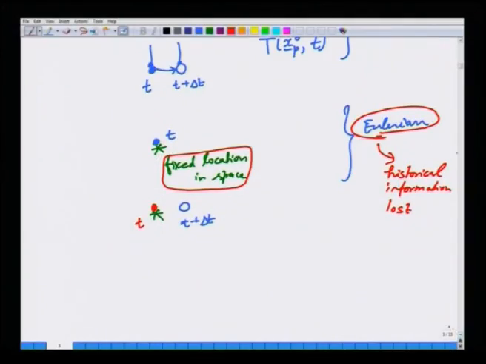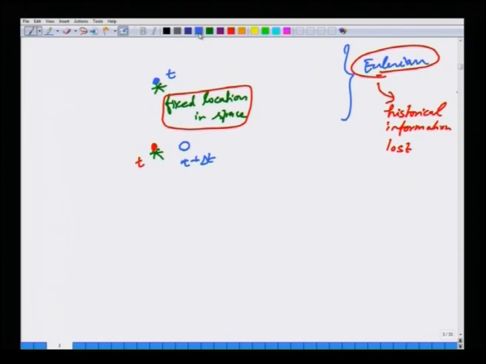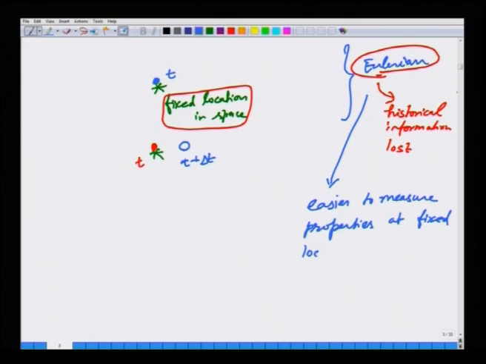Okay. But the Eulerian description, even though by its construction it has lost the sense of history of information of a given fluid particle, is still very useful, because in the laboratory it is easier to measure temperature, easier to measure properties at fixed locations rather than follow fluid particles or material particles.